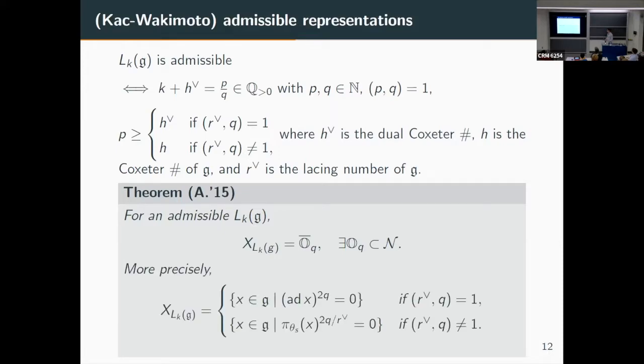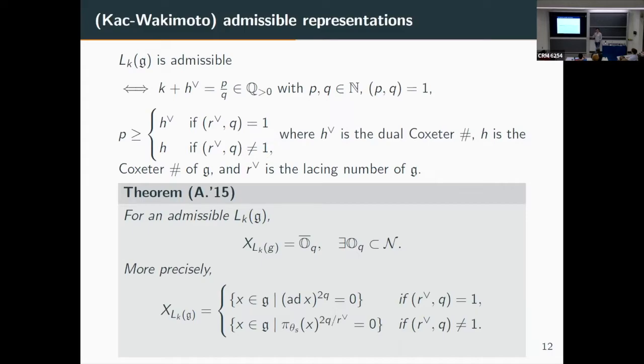And in fact, the nilpotent orbit can be described explicitly by this kind of formula. So not all orbits appear, but this kind of orbits appear. And so I should say, this is an infinite family of examples of quasi-lisse vertex operator algebras.